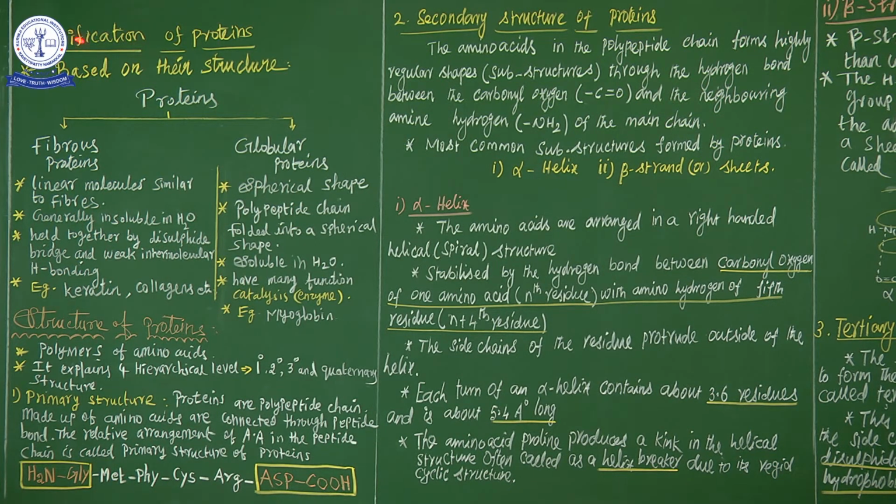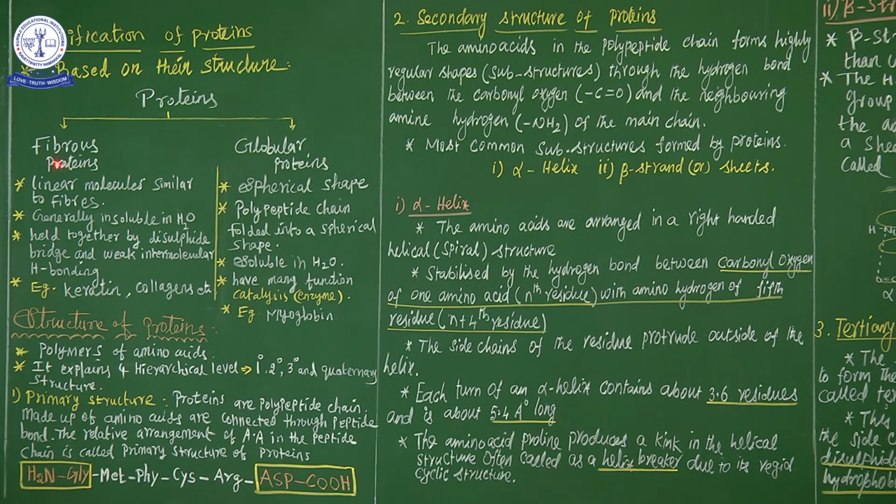So next, classification of proteins. The proteins are classified based on their structure. So based on its overall structure, proteins are classified into two types. One is fibrous proteins, and the other one is globular proteins.